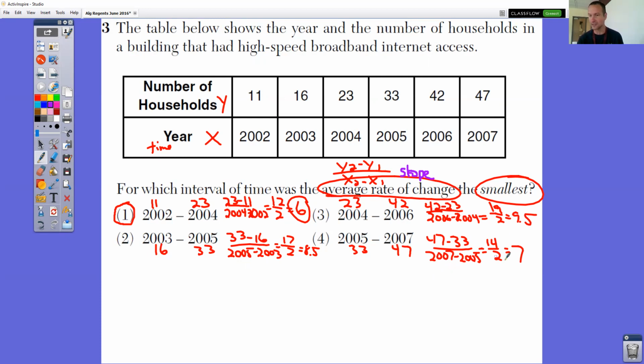For the other ones, you can see the work as well. And notice that we get an answer of 6 here, 8.5, 7, and 9.5. 6 is the smallest. Unfortunately, you would have to do all 4 of them to figure out the correct answer.